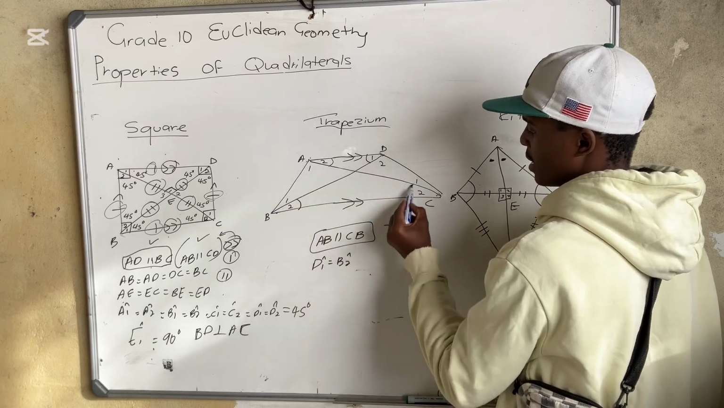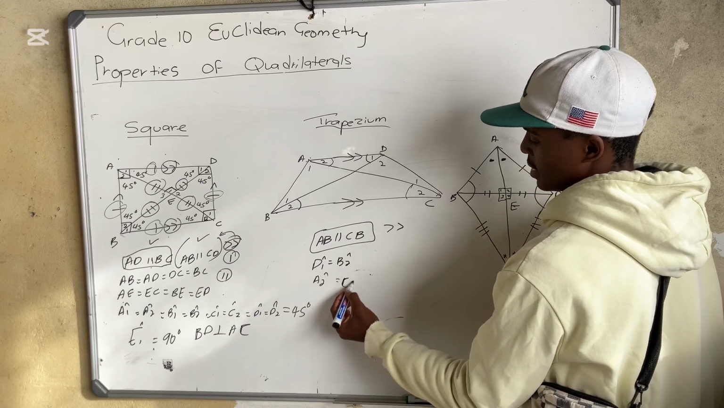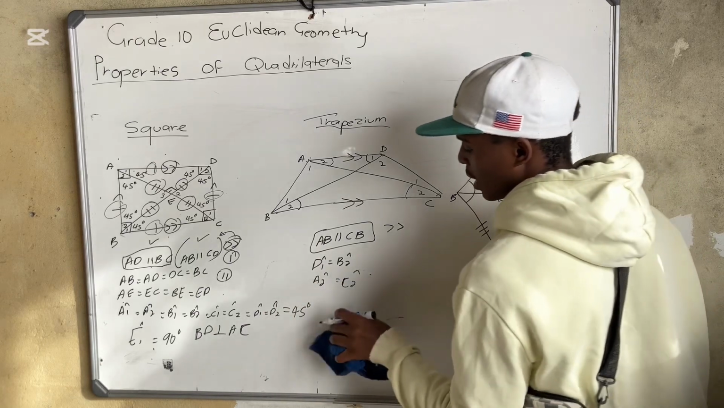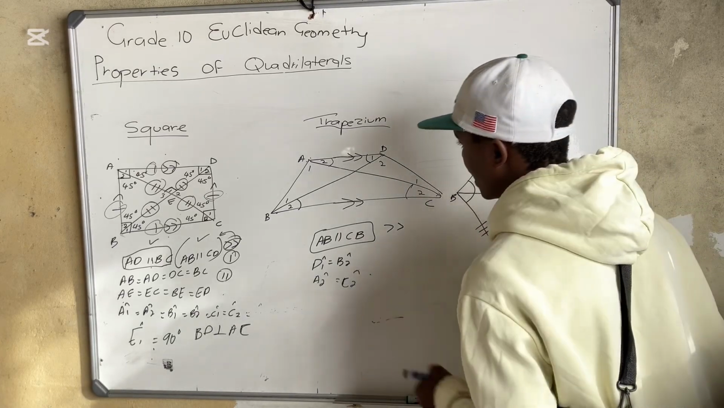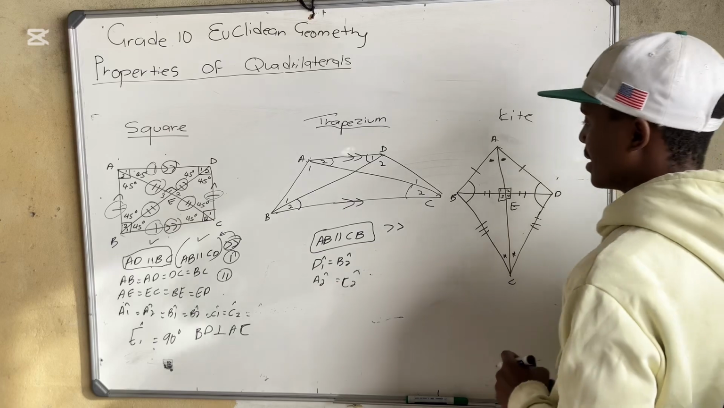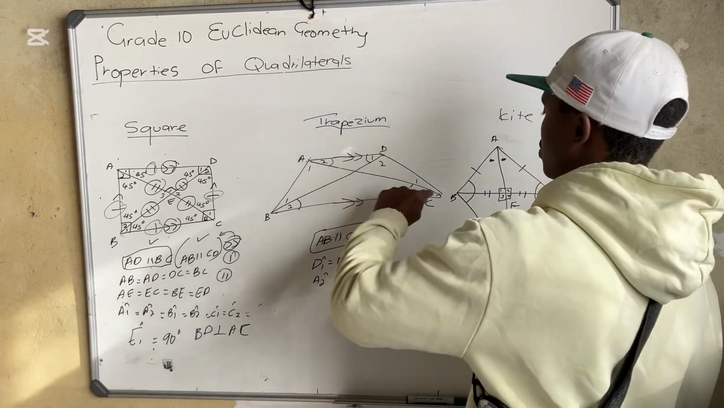So this angle and this angle, meaning A2 is equal to C2. They're equal, those angles. Then you're done. There's nothing hectic about this. There's no other Z. Someone will try to do this Z.